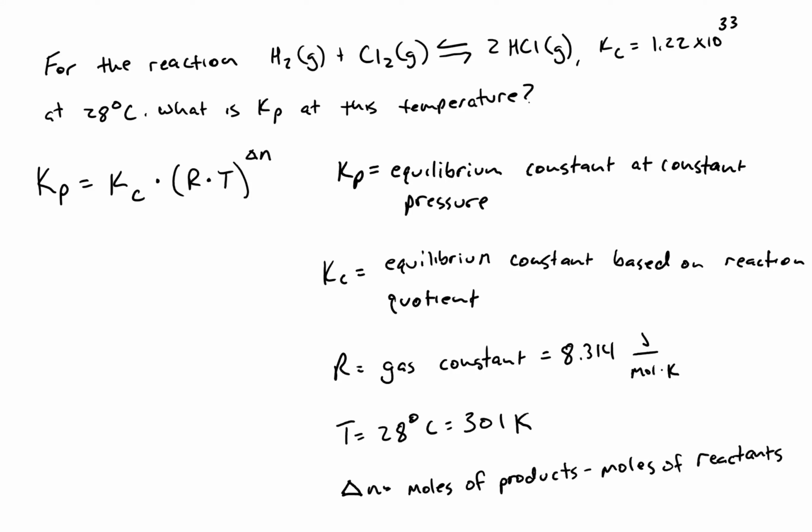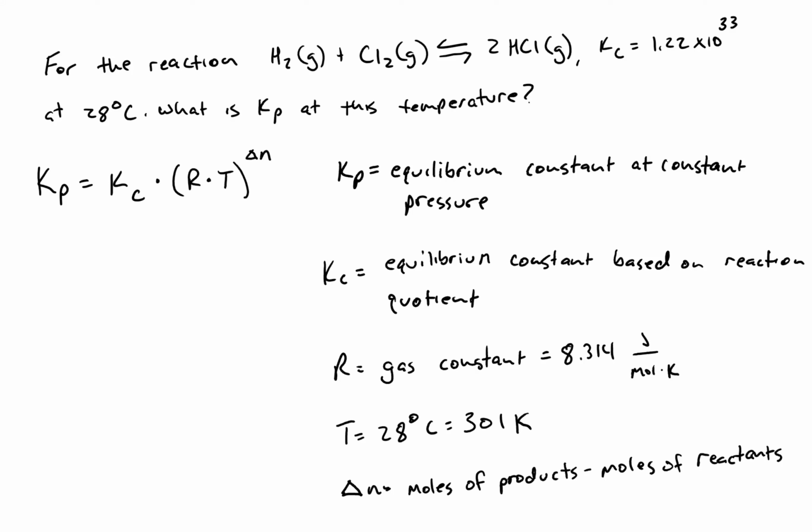Alright guys, we're looking at the Chemistry 2 question for the reaction H2 plus Cl2 gives us two hydrochloric acids. The Kc is equal to 1.22 times 10 to the 33 at 28 degrees Celsius. What is Kp at this temperature?